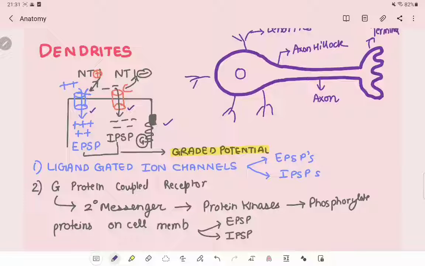The ligand-gated ion channels are responsible for graded potential, which includes EPSPs and IPSPs. One type of ligand-gated channel is stimulated by the stimulatory neurotransmitters, and they help in the depolarization of the membrane by letting the positively charged ions flow inside. The second type of ligand-gated ion channels are sensitive to the inhibitory neurotransmitters, and they allow negative charge to flow inside the membrane, causing the membrane to repolarize. Alright, so these are the two types of ligand-gated ion channels, and they are responsible for graded potential.